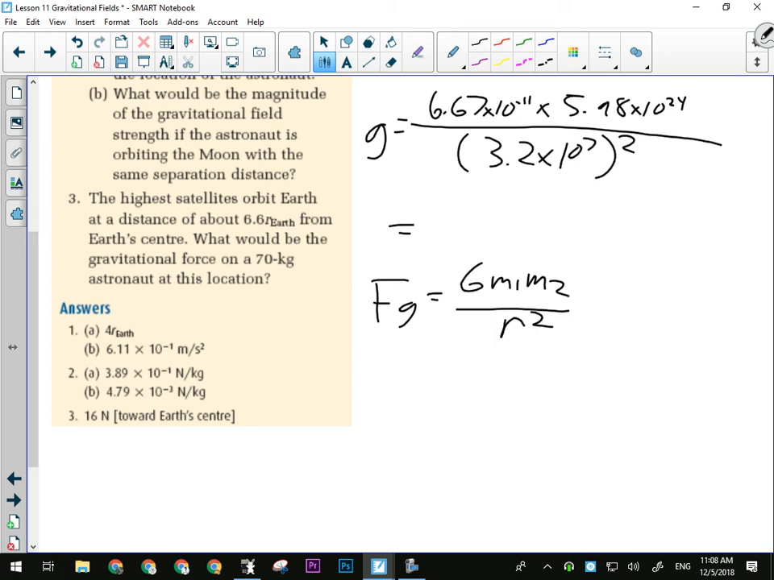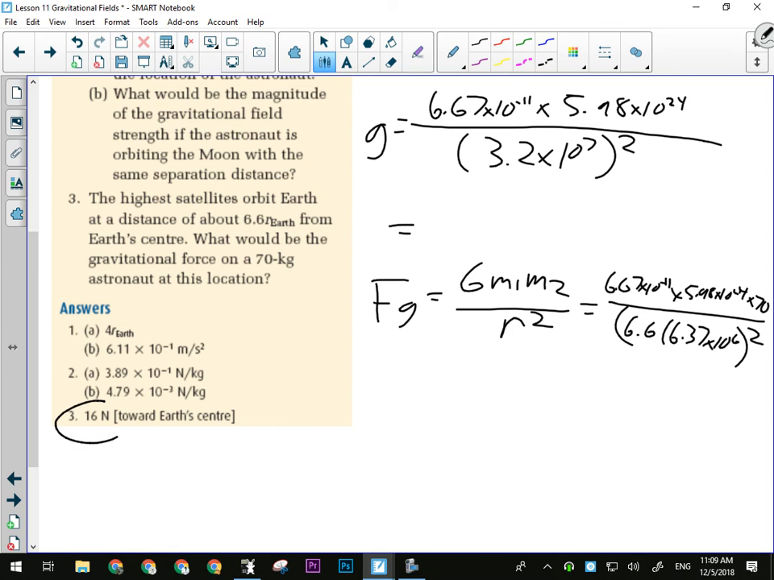When we do this one, we're just plugging in 6.67 times 10 to the minus 11 times 5.98 times 10 to the 24, and then the mass of the astronauts, 70 kilograms. Then we're dividing that by 6.6 times the Earth's radius. When we do that, we should get around 16 newtons towards the Earth's center. Everybody follow me there? All right, so read the question carefully.